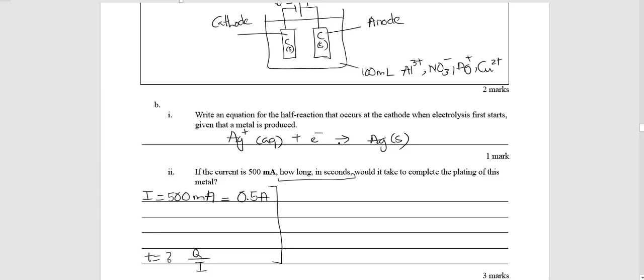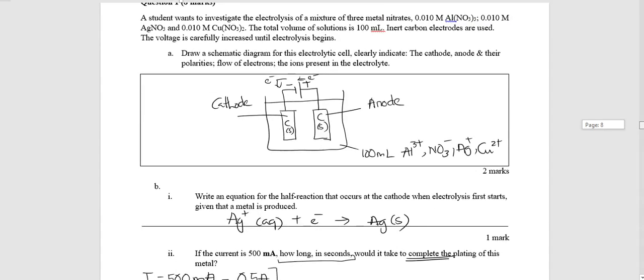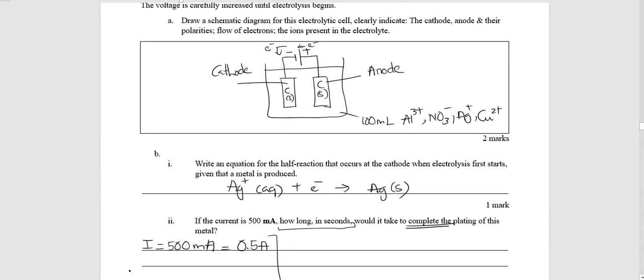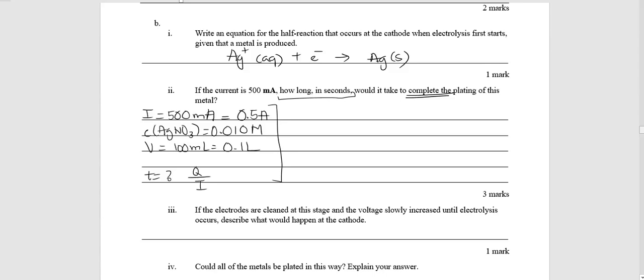I have a mole ratio up here, which is good, but you need to know the number of mole of electrons. And the key word here is that you want to complete the plating of the metal. You are actually provided with the concentration of the metals. You have 0.010 molar of silver nitrate. So the concentration of AgNO3 is 0.010 mole per liter with a volume of 100 ml, which I am going to convert into 0.1 liter. Okay, this is good because now I can work out the concentration.